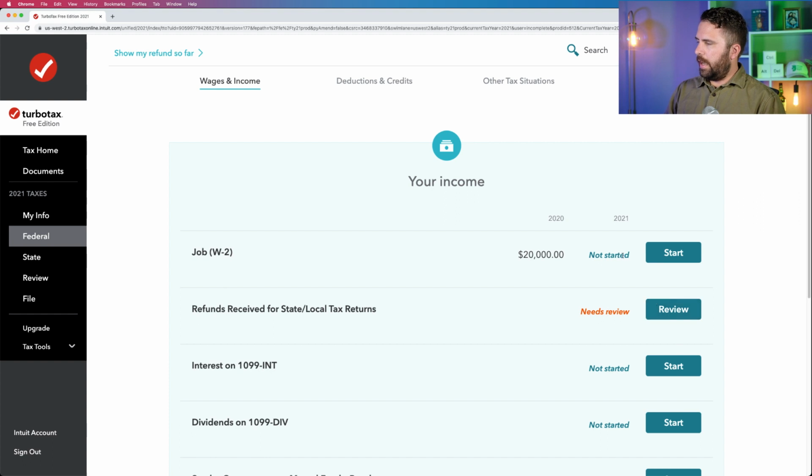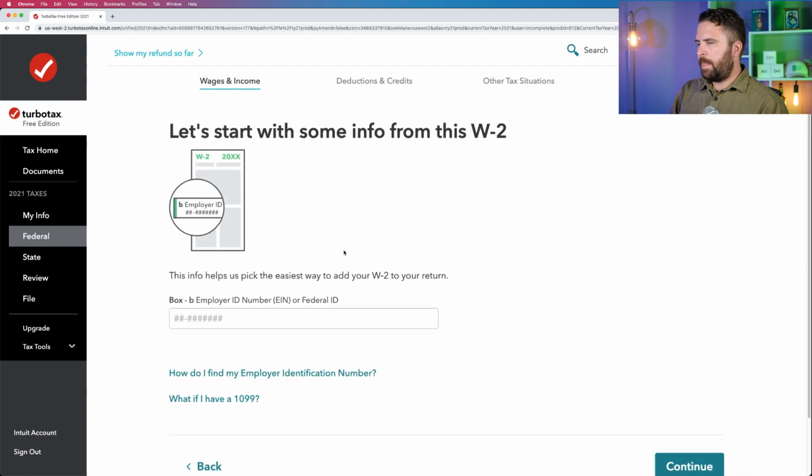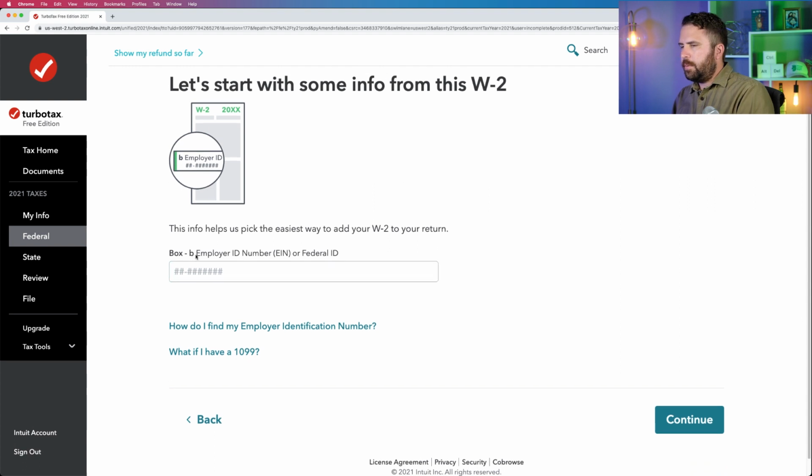Okay. All right. So now we're going to start inputting the W-2 income. So I'm going to say work on my W-2, and I'm just going to input the numbers from his W-2. First thing to input here is the employer identification number, the EIN.